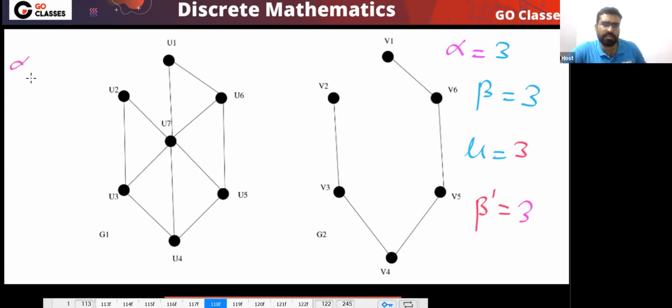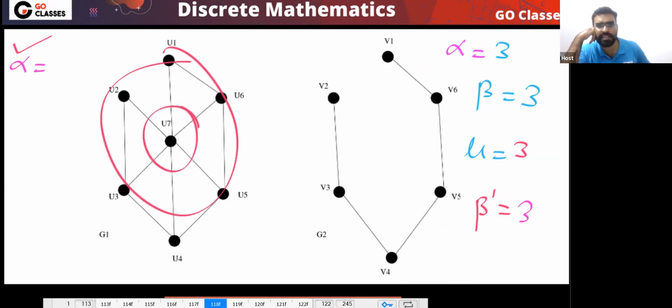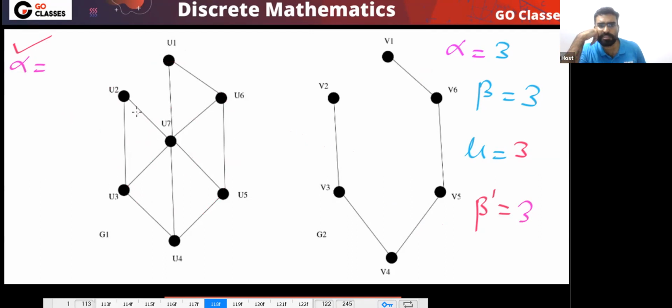And what about for this graph? For this, what is alpha? For this graph, can you take this vertex? If you want to create the largest independent set, can you take this vertex? You cannot take this vertex, because if you take this vertex, you cannot take anything else. So finally I can say you cannot take this vertex.